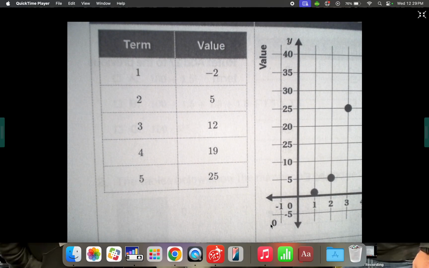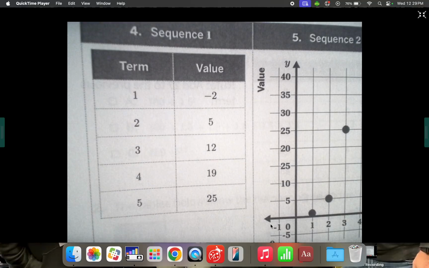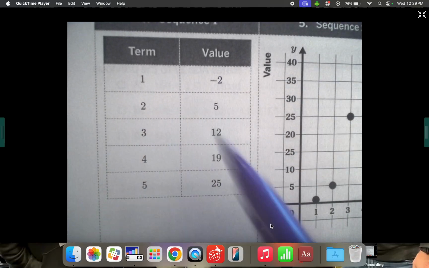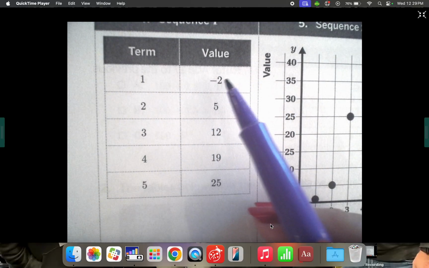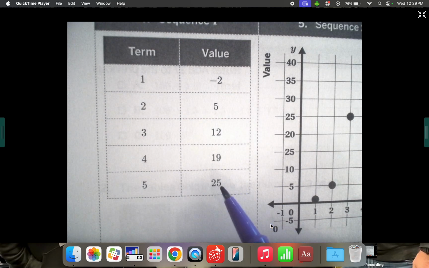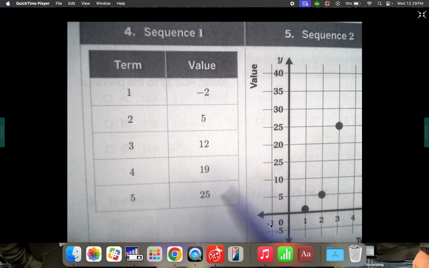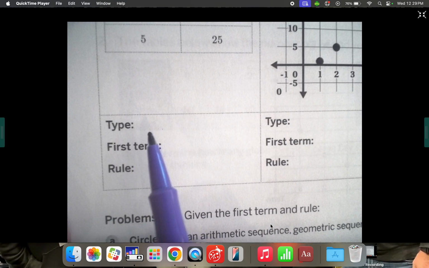Sometimes you will see patterns, sequences set up in a table. So I don't think we've really seen this before, but it's not any different than what we've been doing. This is the first term, second term, third term, fourth term, fifth term, and this is your pattern. So the first one, we want to know what type it is. So is it arithmetic, geometric, or neither?